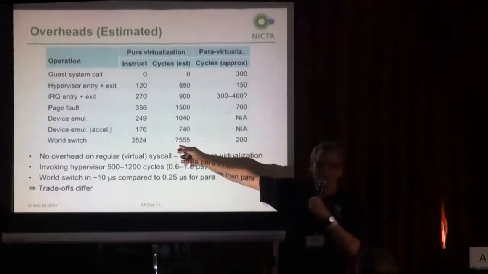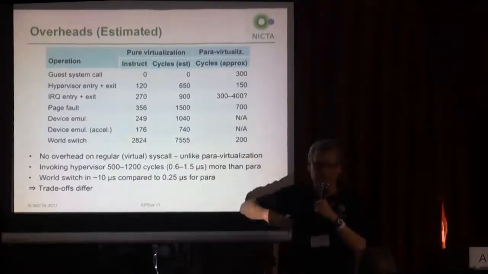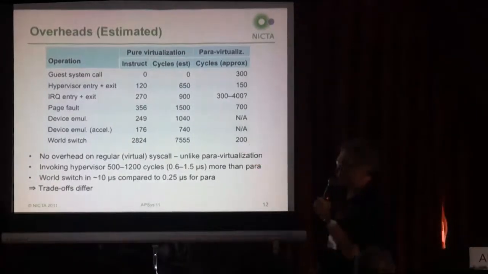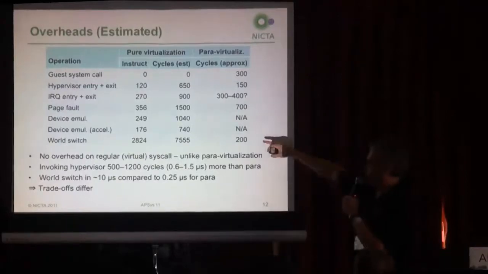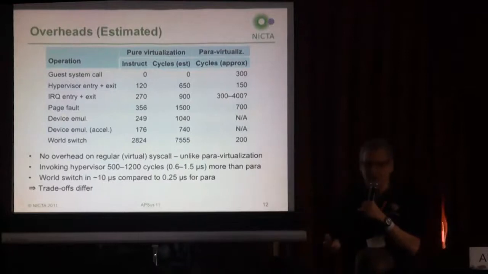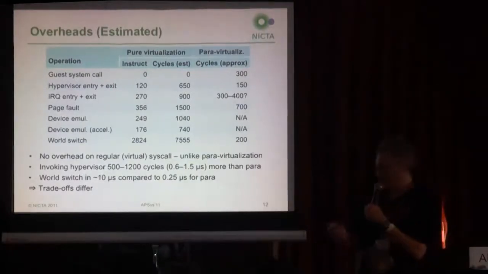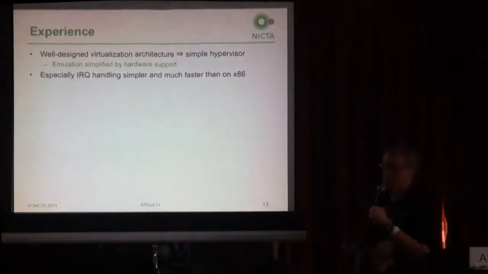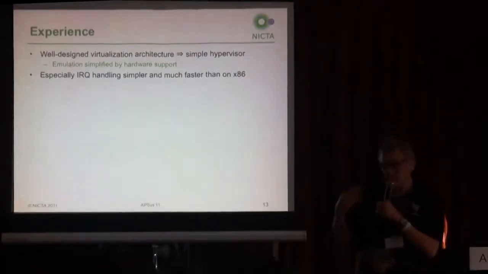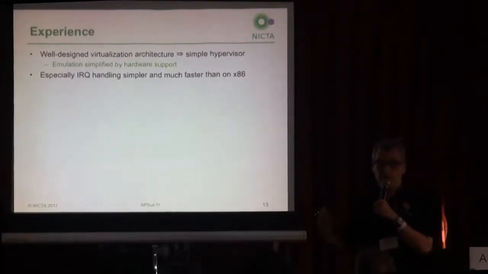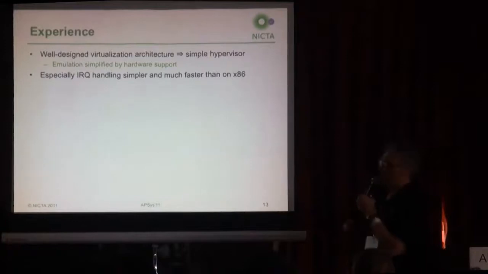Basically, this is 10 microseconds for world switch in the pure virtualization case, compared to about a quarter microsecond in the para-virtualization case. So we're very keen to get our hands on hardware, because there are obviously some really interesting trade-offs to play with. So what we learned is ARM is pretty neat in architecture, and the virtualization support they added is also fairly clean, and allows us to build a fairly simple hypervisor.